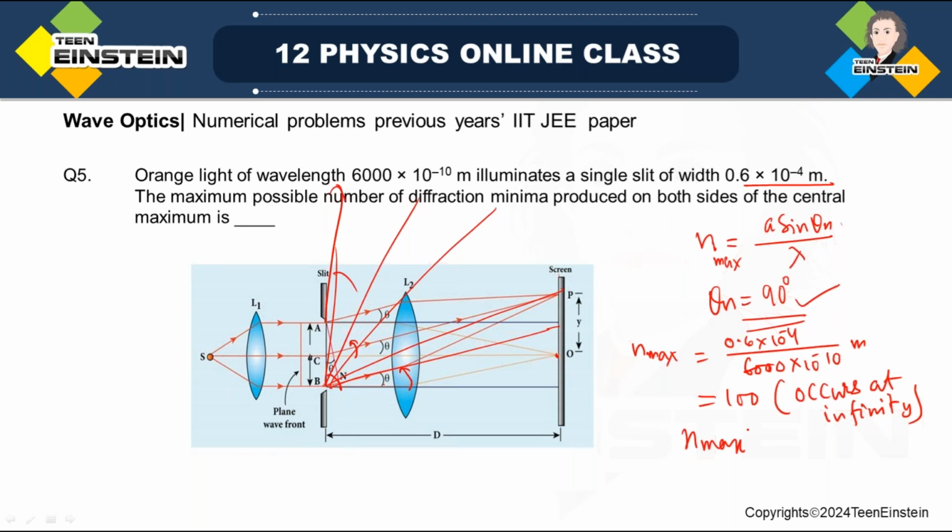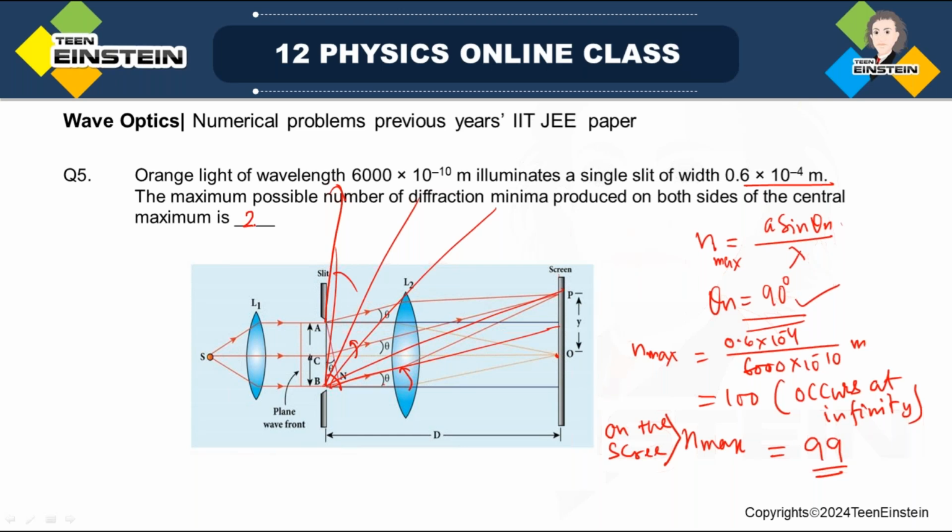This occurs at infinity, but we want to see it on the screen. On the screen, the maximum number will be 99, at the most, not at least, at the most this number 99. So that is on one side. Both sides there will be this number.